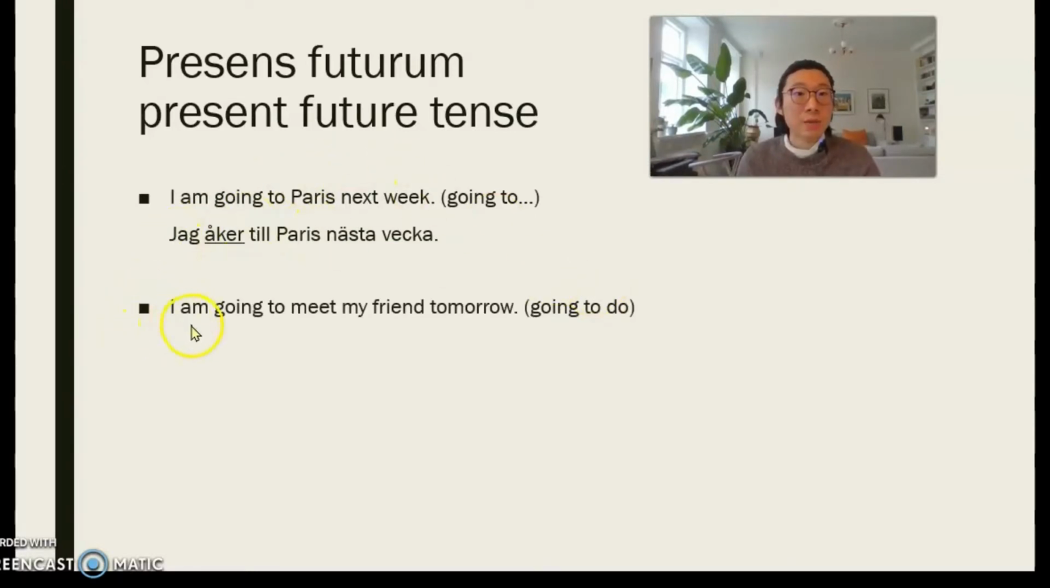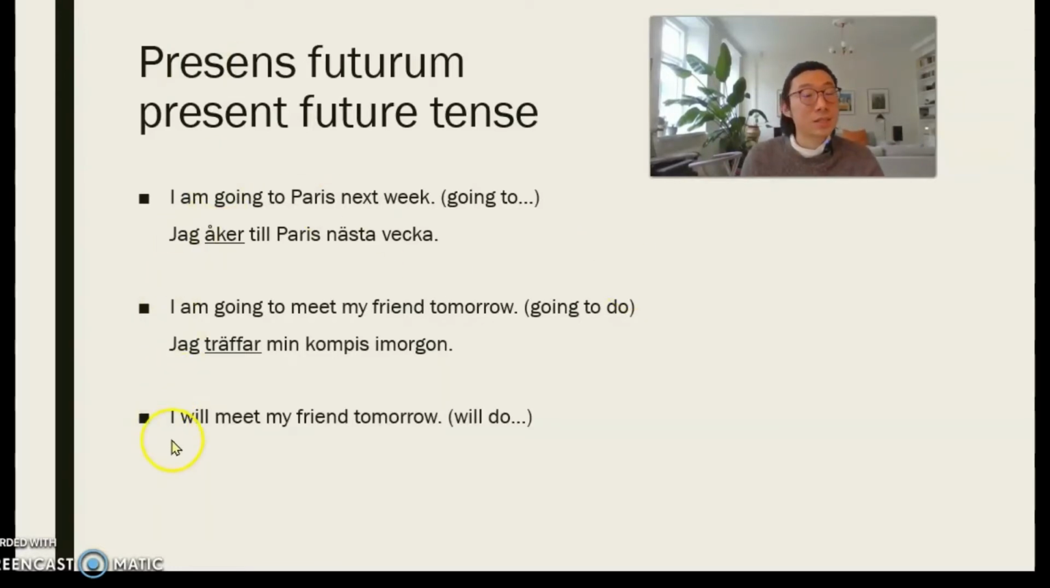In English, you also say, I'm going to meet my friend tomorrow. You use going to do something to express the future tense. And in Swedish, you would say jag träffar min kompis imorgon. So now you see the Swedish present tense system is extremely versatile.